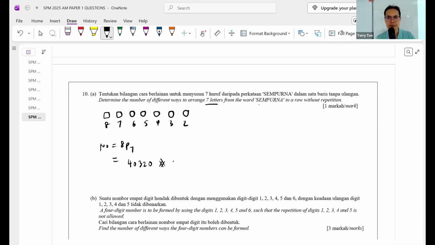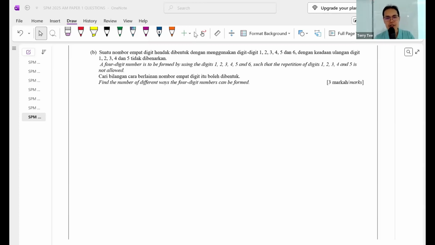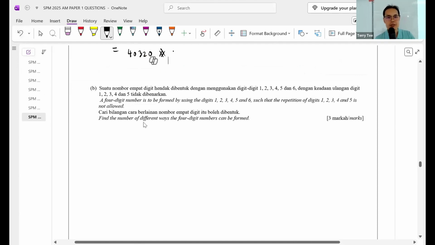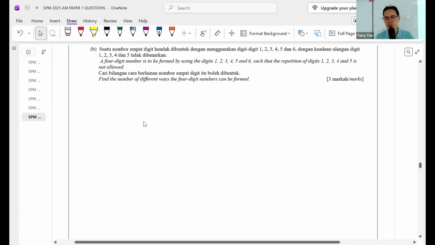Yep. Okay, ready? So a 4-digit number to be formed from these digits 1, 2, 3, 4, 5, 6, such that repetition of digit 1 to 5 is not allowed. Find number of different ways of 4-digit number that can be formed. Okay, what do you understand from here? Guys, if I give you 6 digits, I arrange 4 without repetition for all, the answer is 6P4. End of story. But here they say 1 to 5 cannot repeat. Which one can repeat? 6 can repeat. So here's the problem.